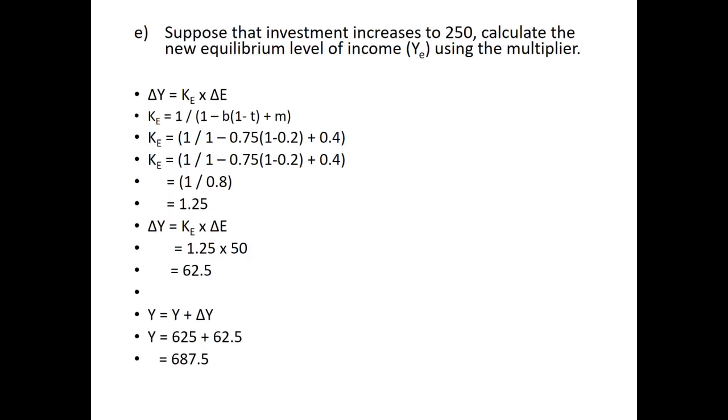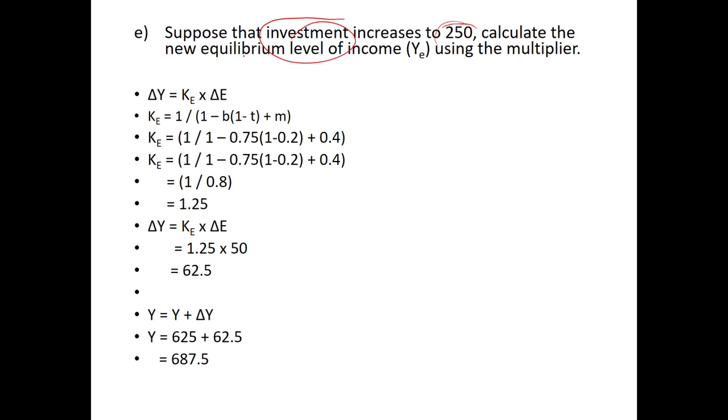What we typically ask is, suppose there's some change in one of the autonomous components of spending. In this case, it's investment increasing. The thing to note, though, it doesn't say what the increase is. It says it increases to 250. So it's an increase of 50 from 200 up to 250.